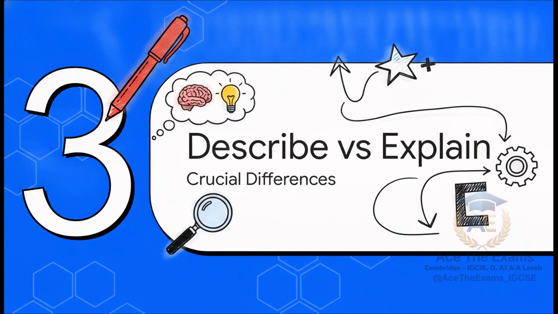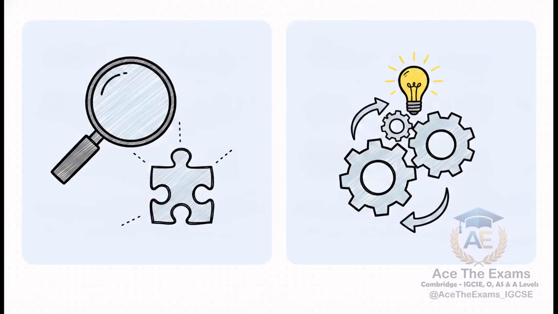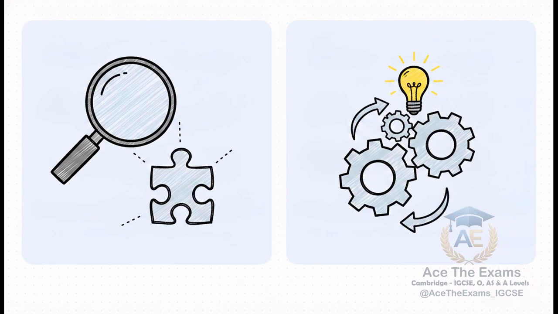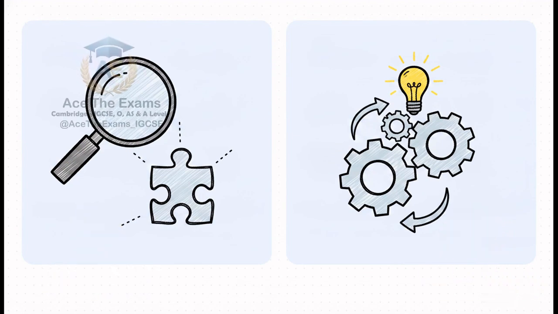Moving on to Section 3, Describing versus Explaining. This is where we decode those tricky command words. A highly useful discipline for hexadecimal representation and really any computer science topic is to strictly separate description from explanation. You have to decode the command word. Description tells what the device, process, or method is. It's just identifying things. Explanation tells how it works and why it matters. Examiners usually expect both if the command word is explain.